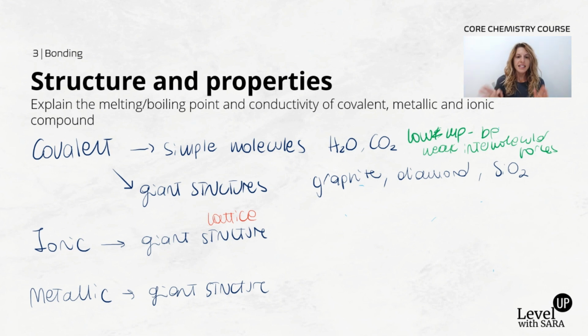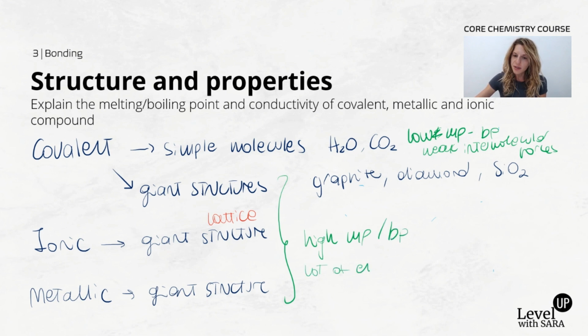It's different in giant structures, because in giant structures you actually have to break the bond itself. And these bonds, metallic, ionic and covalent, are very strong, so they require a lot of energy to break them, which means that generally they have high melting points and boiling points. Why? Because a lot of energy is required to break the bond. This is what will give you many marks in the exams: energy required to break the bonds.